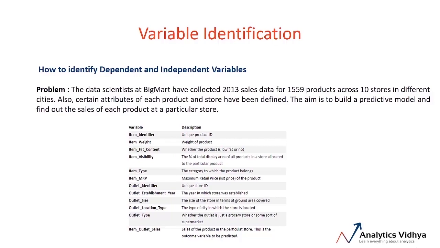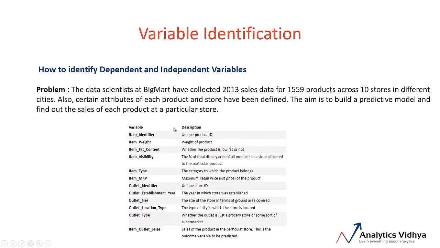Let's have a look at the problem description first. The problem is that the data scientists at Big Mart have collected 2013 sales data for 1559 products across 10 stores in different cities. Also, certain attributes of each product and store have been defined. The aim is to build a predictive model and find out the sales of each product at a particular store. So, what we need to find is the sales of each product at a particular store.